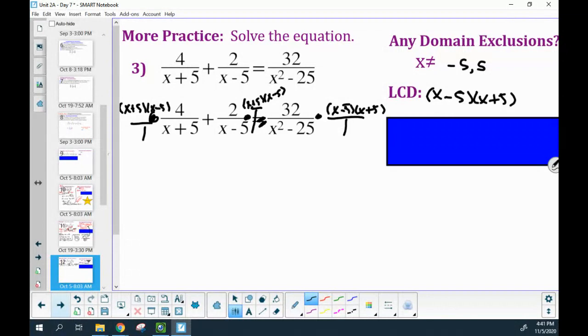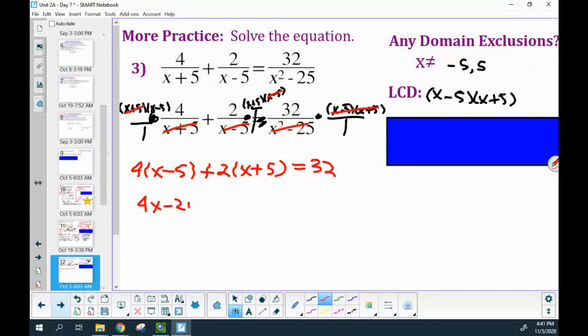Okay. Now your goal is to reduce. So is there an x plus 5? Sure. Is there an x minus 5? Sure. Is there both of them? Yes. Now I can write down what the leftovers are. So I've got a 4 and an x minus 5. I have a 2 and an x plus 5 left over after division. And here I only have the 32. So let's just keep working.